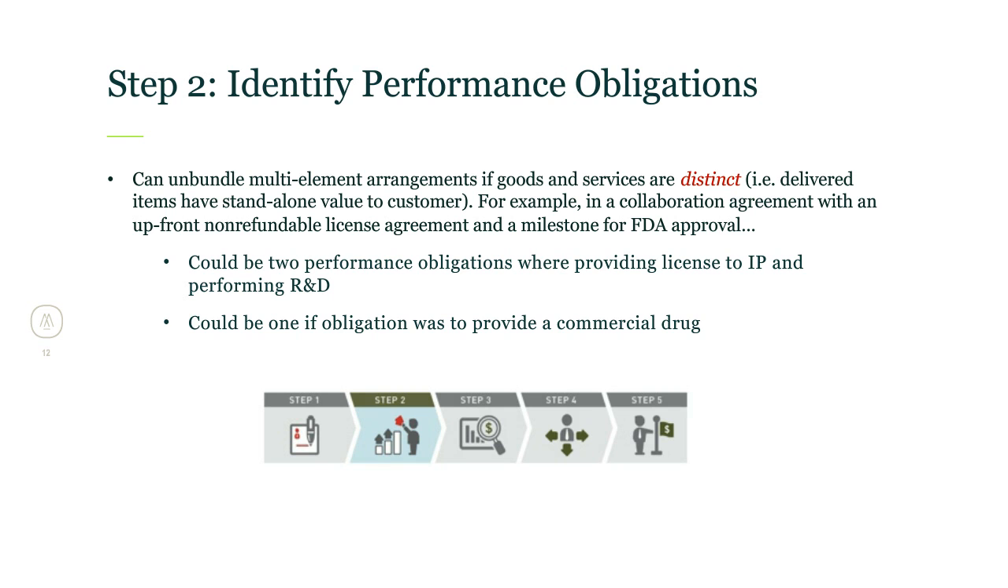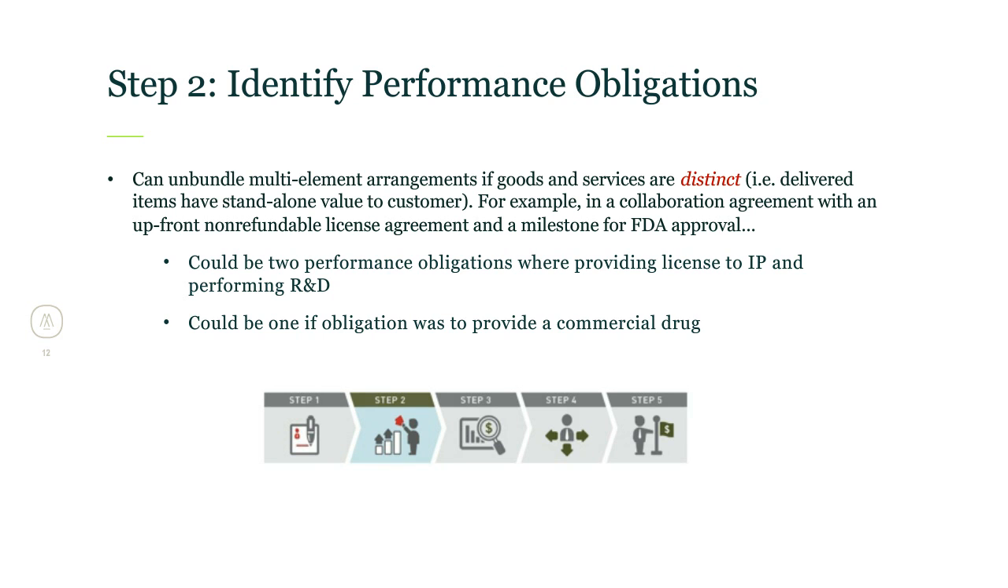In this specific example, under step 2, identifying those performance obligations, you actually have the opportunity to unbundle some of those multi-element arrangements, which I know in the past has been very, very difficult. And the idea behind that, you can see it there in red, is if those things are distinct, if those are delivered and have standalone value to the customer, you can actually split those items up. So let's look at a couple examples there.